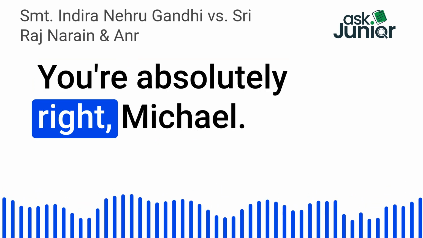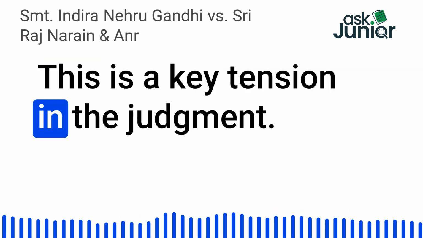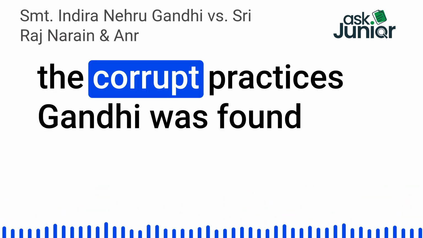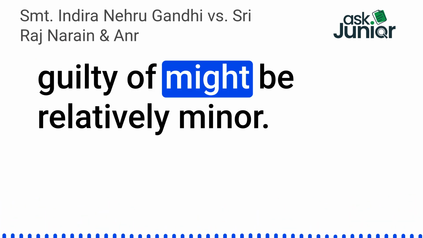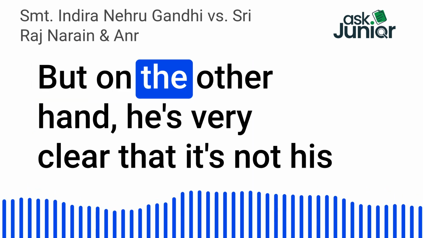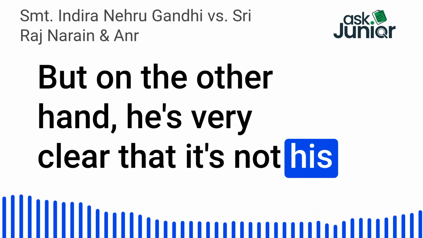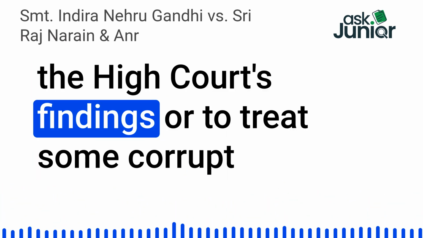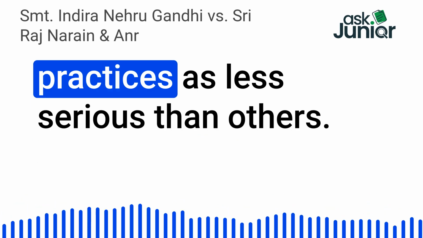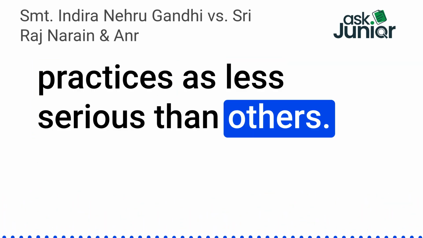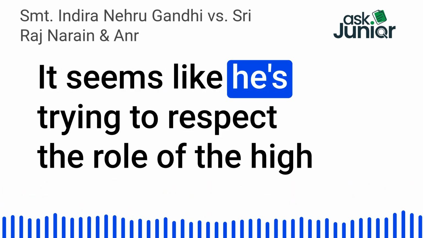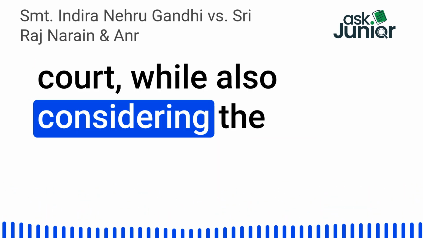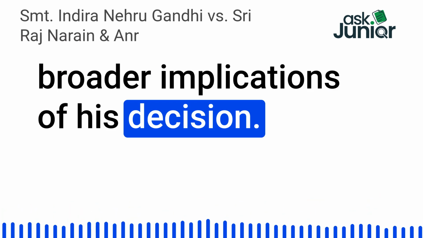You're absolutely right, Michael. This is a key tension in the judgment. On one hand, Justice Krishna Iyer acknowledges that the corrupt practices Gandhi was found guilty of might be relatively minor. But on the other hand, he's very clear that it's not his place, at this stage of the proceedings, to second-guess the High Court's findings or to treat some corrupt practices as less serious than others. That makes sense. It seems like he's trying to respect the role of the High Court while also considering the broader implications of his decision.